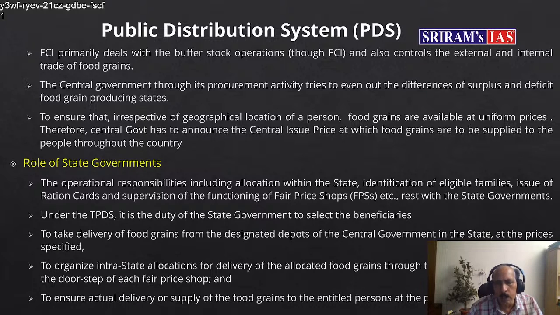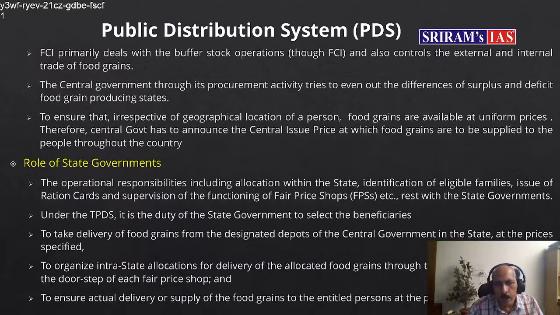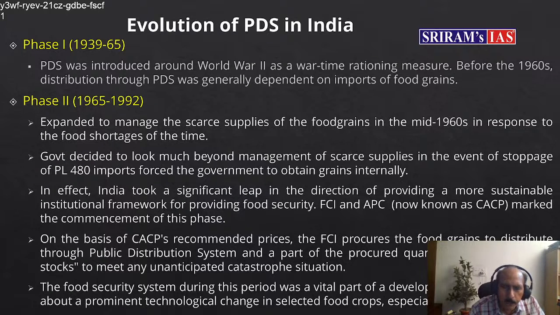The fair price shops are the shops through which the PDS food grains are made available to the people who need them. This is the responsibility of the state government. Therefore, the actual delivery of the food grains to the people through the PDS system is the responsibility of the state government, assuming that everyone is covered under the PDS system, that food grains should be available to every person in the state.